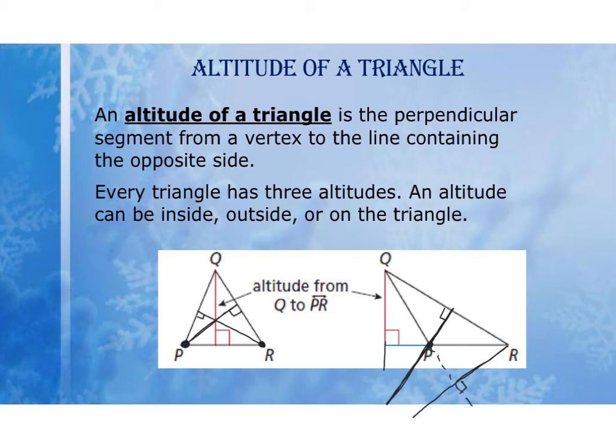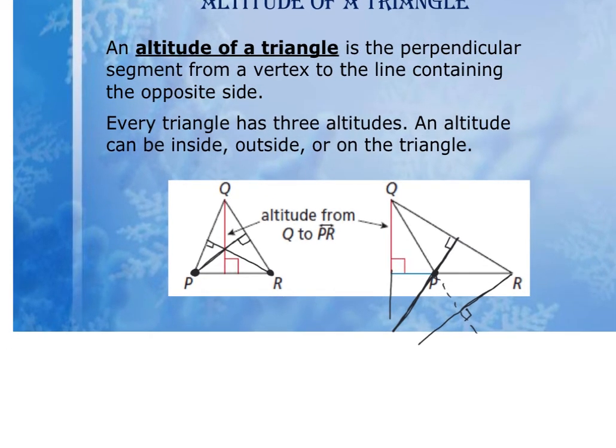Do we see where these three altitudes are going to intersect? Somewhere down here, right? Why do you think they intersected outside the triangle? Because it's obtuse, okay? So remember those rules that we had about the circumcenter? Do you guys remember those rules we had about the circumcenter? Those also apply to when we're finding the point where the altitudes intersect, okay?